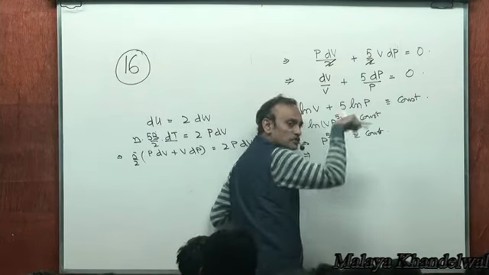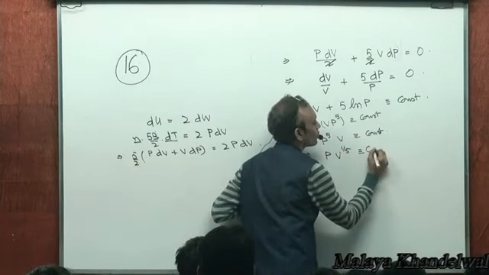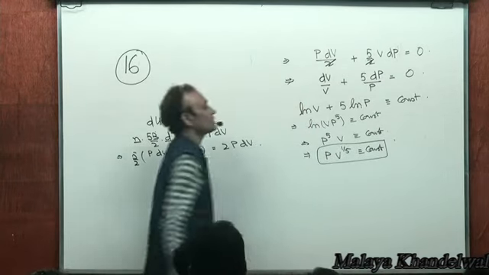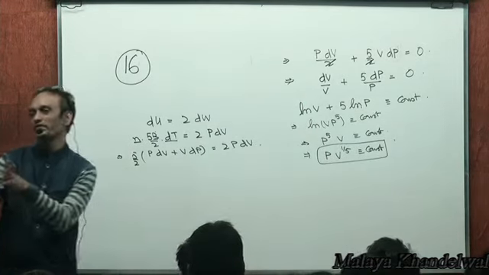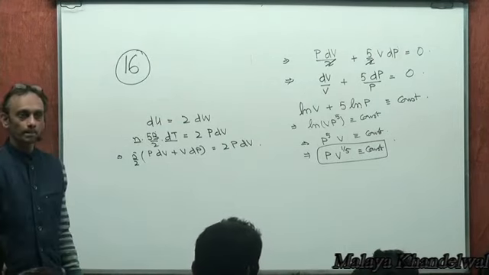Or if I raise both sides to the power 1 by 5, I get P V to the power 1 by 5 equal to constant. That's the nature of the process, commensurate with dq equal to whatever was given. Polytropic process.